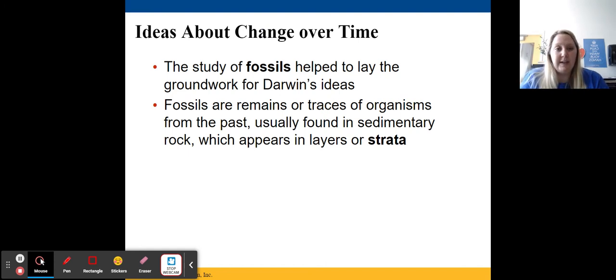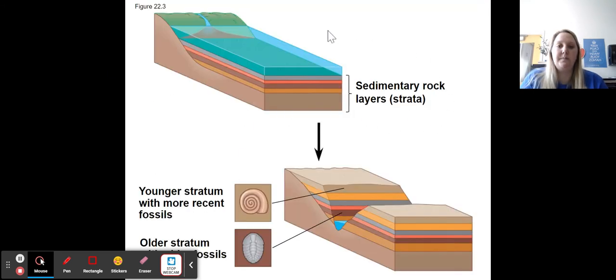There was evidence of change happening over time. Darwin really studied fossils. We now call this paleontology, which helped lay the groundwork for Darwin's ideas. Fossils are remains or traces of organisms that existed in the past, usually found in sedimentary rock, which appears in layers or strata. Here, we have those strata. The deeper the strata, the older the specimens inside of it are, and the older that rock is.